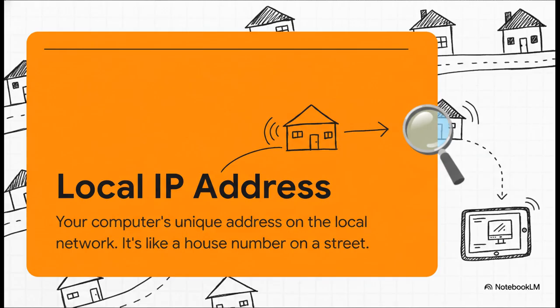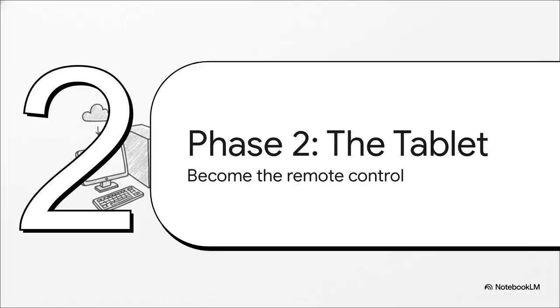That's what we need. The best way to think about this is if your Wi-Fi network is like a street, then this IP address is your computer's unique house number. So go ahead and jot that number down because you're going to need it in just a minute. Perfect! The PC is all set. It's now officially a server, just sitting there waiting for a connection. So let's switch gears, grab your Android tablet, and get it ready to be the ultimate remote control.